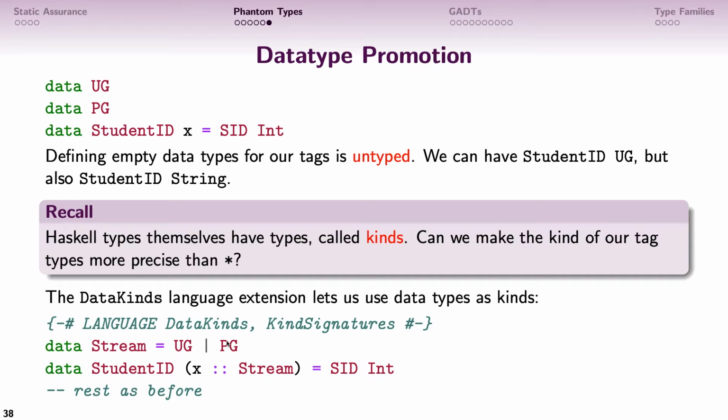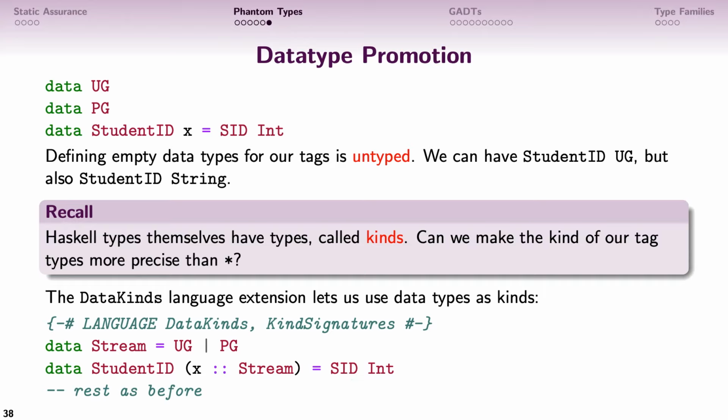So what we've done is allowed ourselves to use these data types on the type level. And now if I define it this way, I can't define something like student ID string. That's not a well-formed thing to say. You can't just put any old type in there. You'd get a kind mismatch error. It would say, I expected something of kind stream, i.e. UG or PG, and you gave me a string, which is of kind star, right? So it's a kind mismatch.